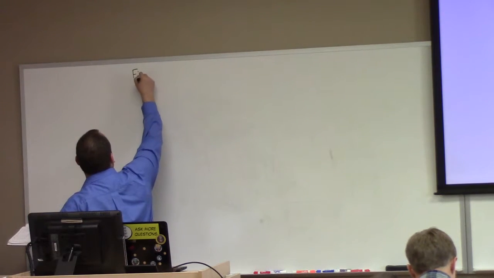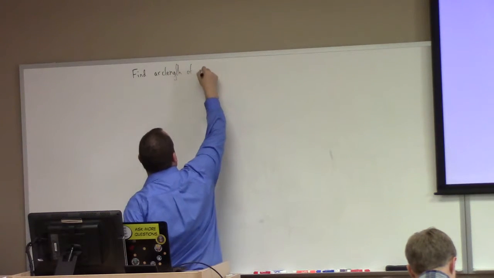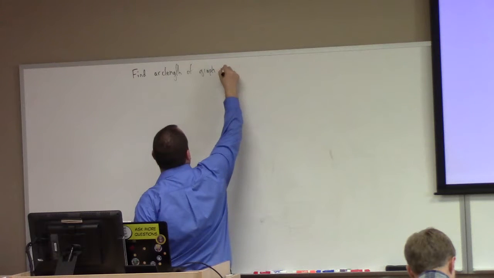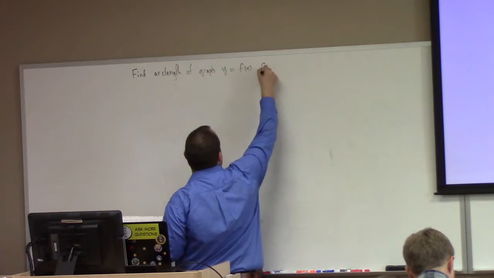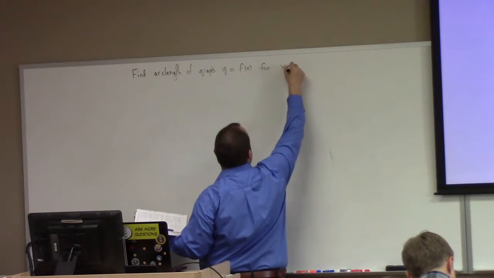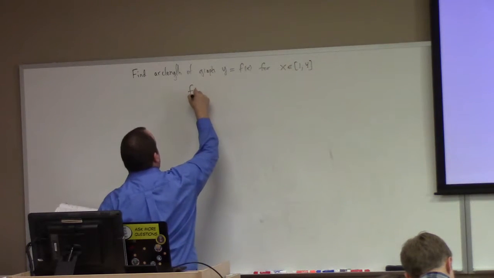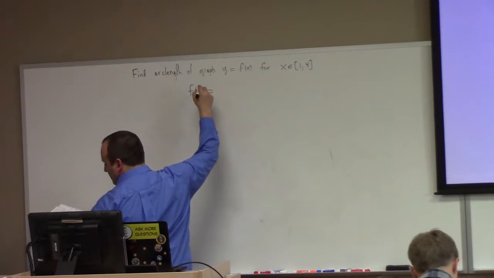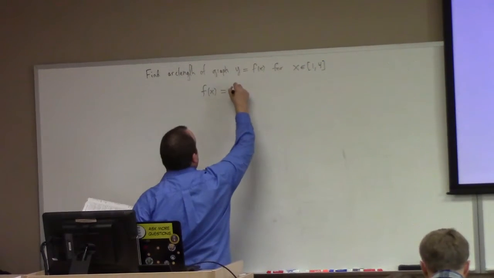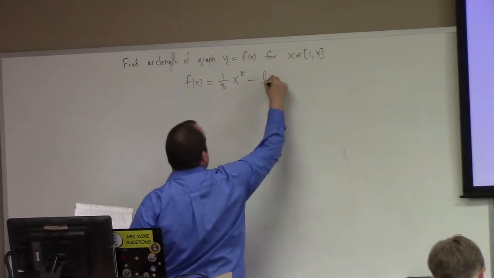So I'm supposed to find, is it the arc length? Yeah. So find the arc length of the graph y equals f of x for x an element of the closed interval from 1 to 4. And here we have f of x equal to 1/8 x squared, right, minus the natural log of x.